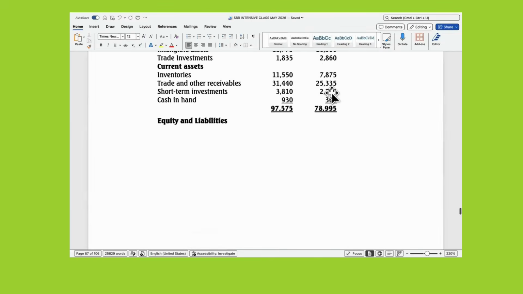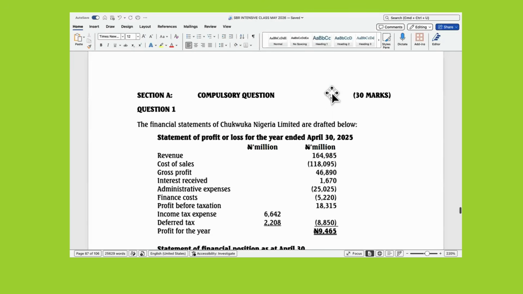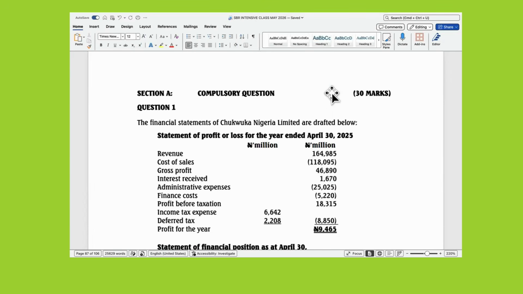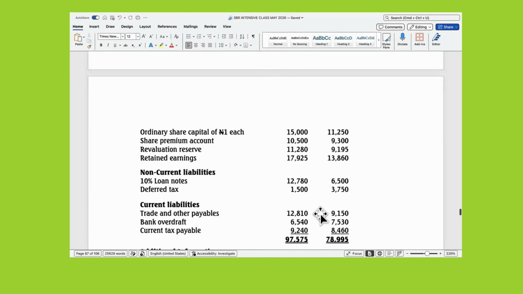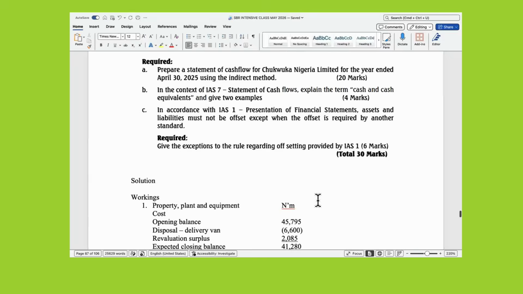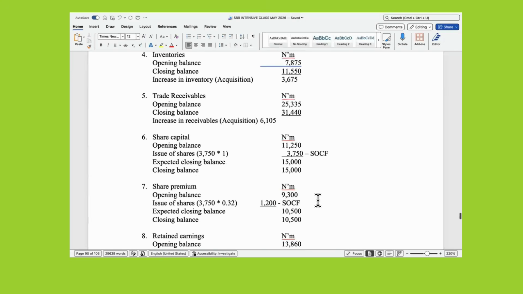In my P&L, you will have been given tax expense for the year of 8,850. You know, this tax expense for the year does not necessarily mean what you actually paid for the year. You might not have paid all. But this is your tax expense for the year. So let me show you the movements in that.